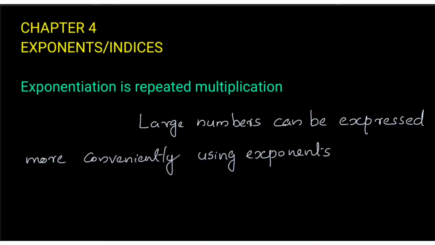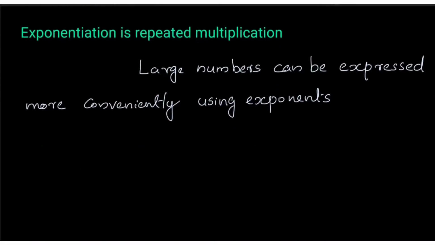So let's start our fourth chapter, that is exponents or indices. Exponentiation is repeated multiplication. That is, when we repeatedly multiply a number n times, it is expressed as an exponent. This is used for large numbers, which can be expressed more conveniently using exponents.